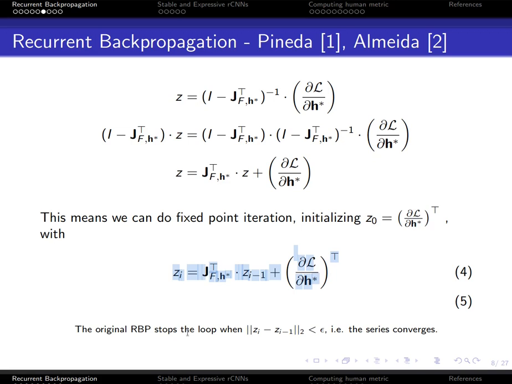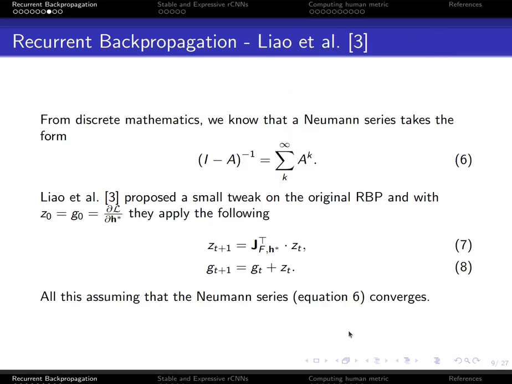In the original algorithm they say that they stop when z is less than a certain threshold away from the previous z. So in other words, when the series converges. More recently, Liao, in the paper Reviving Recurrent Backpropagation, proposed multiple ways of doing recurrent backpropagation besides the original one. And the most used and most important one is the one related to the Neumann series.